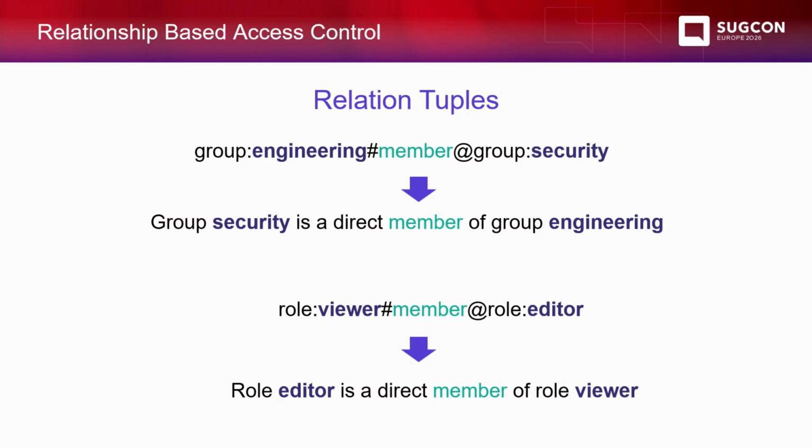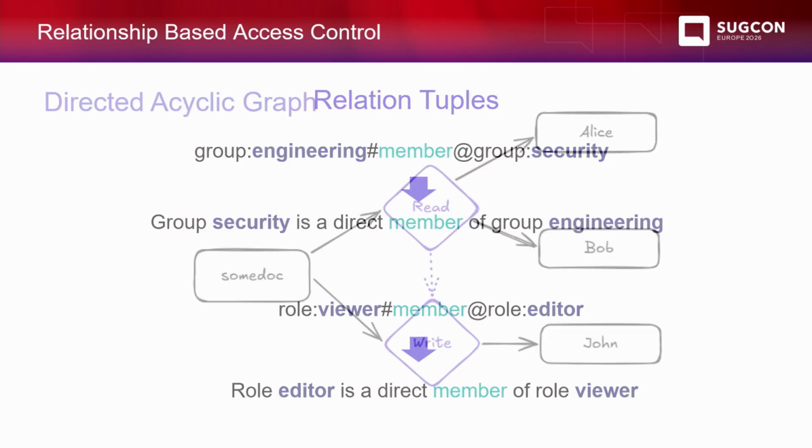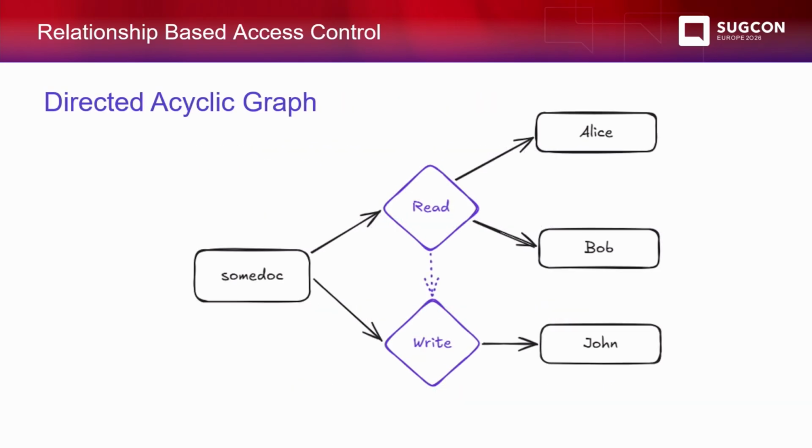But what are we really doing? What really happened here? In reality, we are building a directed acyclic graph. The idea is that when you have all of the data, you create a directed acyclic graph where each object, like resources, users, and relationships, is a node of this graph.